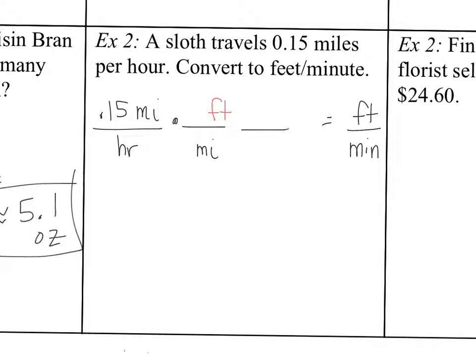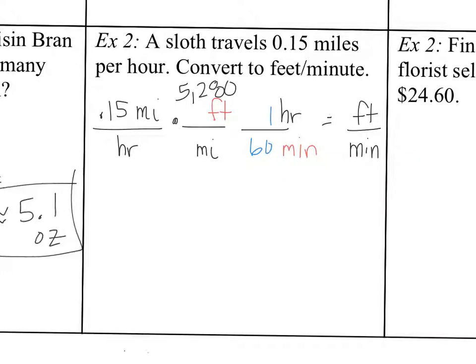And then I'm getting rid of hours and adding minutes. So because hours is in the denominator, I need to add hours to the numerator and add minutes to the denominator. Now I need to fill in the numbers. So what is the conversion with feet and mile? How many feet are in a mile? It's 5,280. And then how many hours are in, or minutes are in an hour?